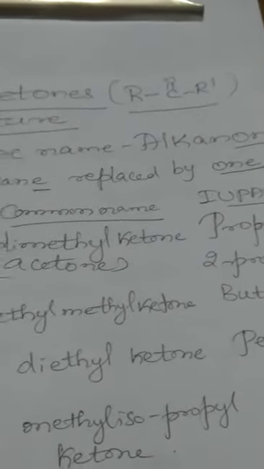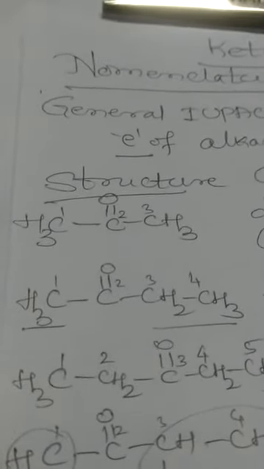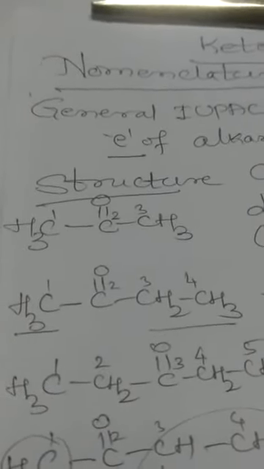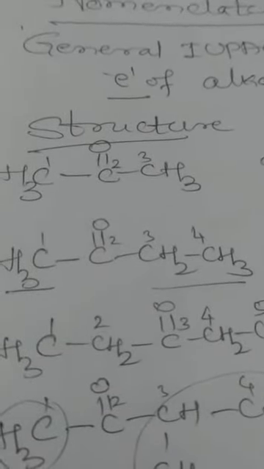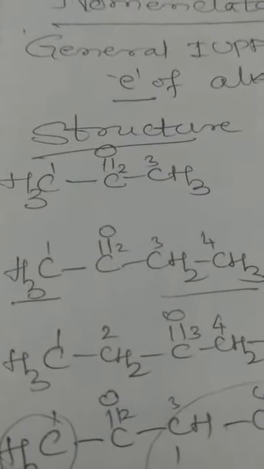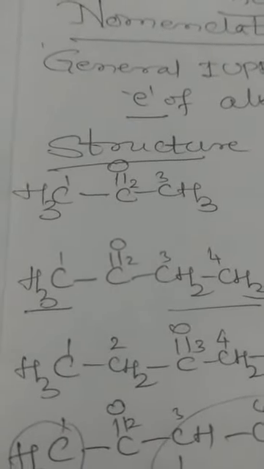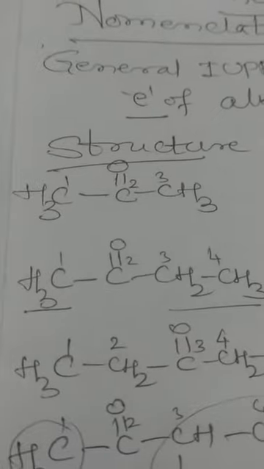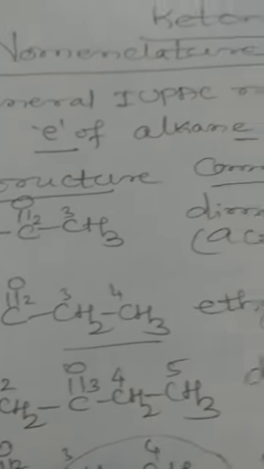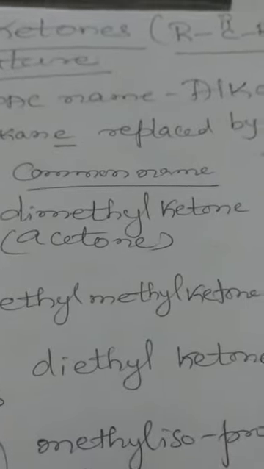Let us look at a few examples. The first member is CH3COCH3, having 3 carbon atoms. In the common system, the 2 alkyl groups are methyl groups, so the prefix used is dimethyl and the ending is ketone. This dimethyl ketone also has a popular common name, acetone. So here it is dimethyl ketone or acetone.